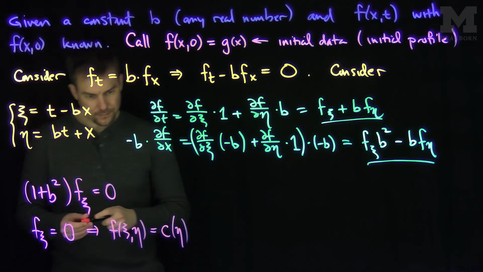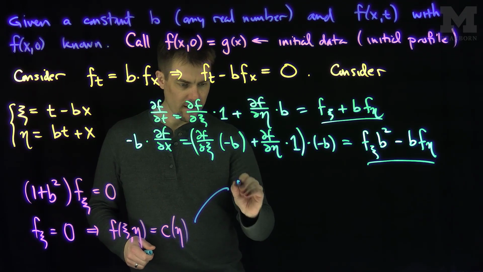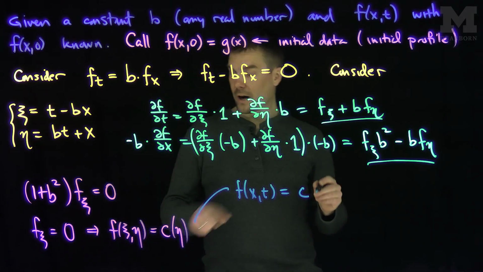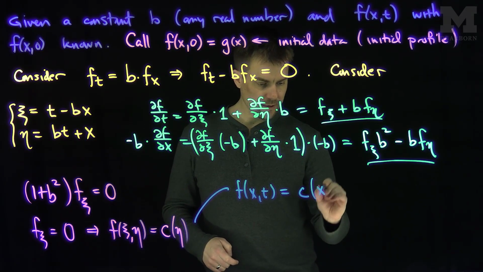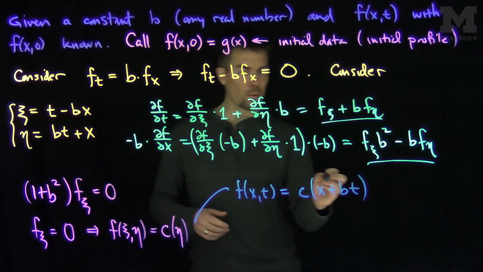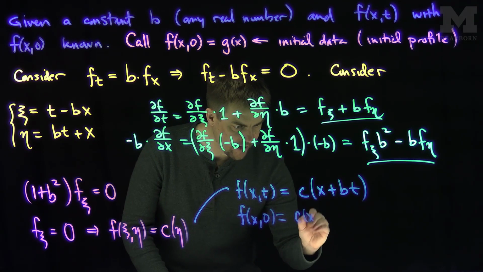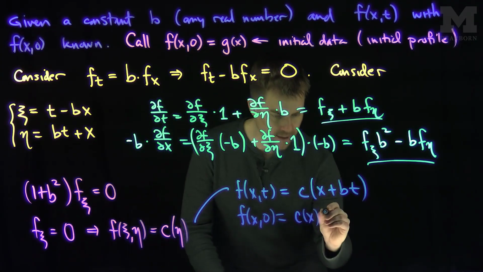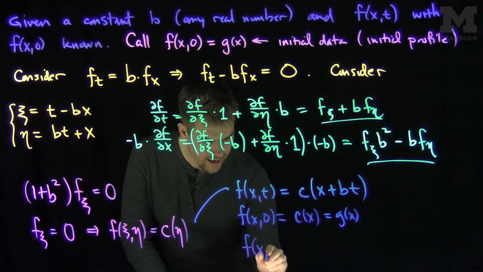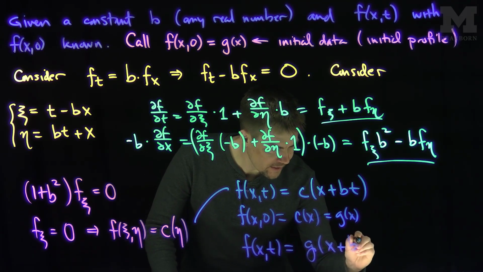So in other words, we have that f of x and t is some function c of eta, and eta is x plus bt. Now, of course, if I plug in t equals 0 to this equation, I have that f of x, 0 is just going to be c of x. But we know that's equal to g, our initial data, g of x. So that c is really g. So my function f of x, t is going to be equal to g of x plus bt.